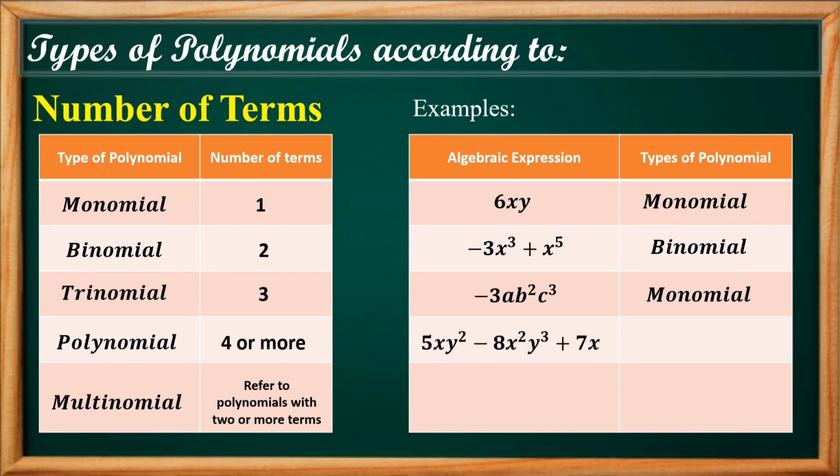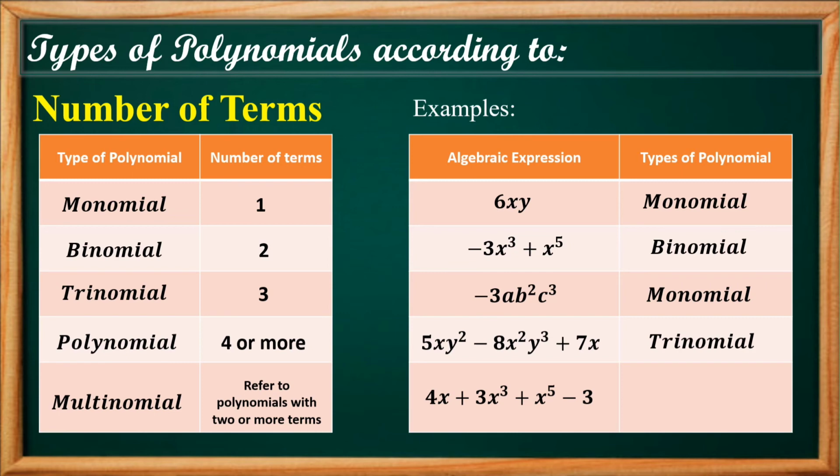Next, 5xy squared minus 8x squared y cubed plus 7x. How many terms do we have? Now, the terms are separated by plus and minus signs. Separate, then separate. Then, how many terms do we have? 3. Then, it is trinomial.